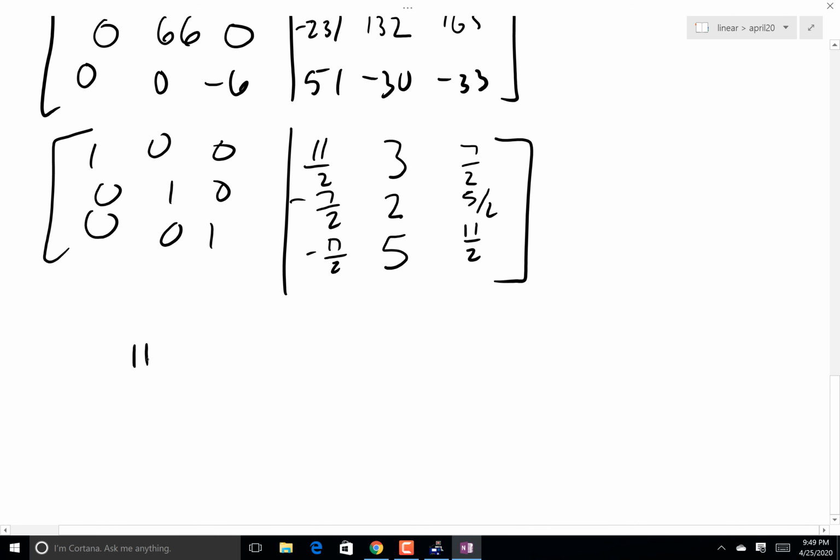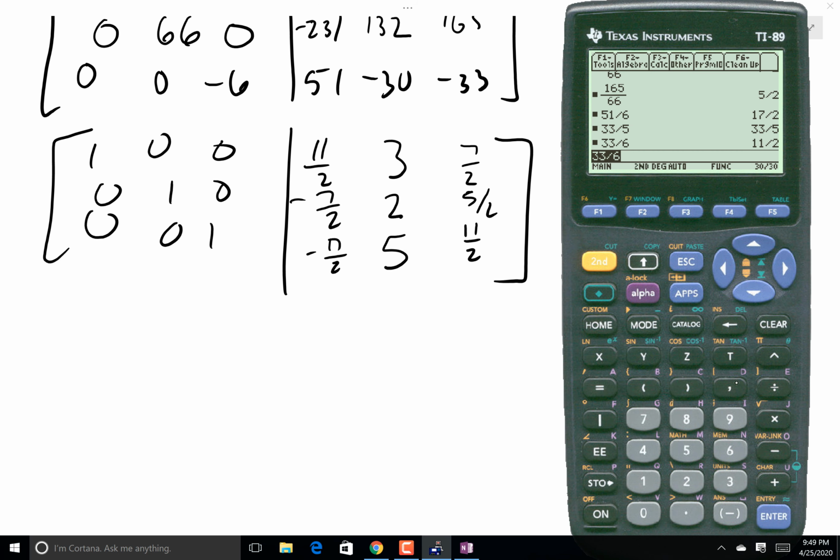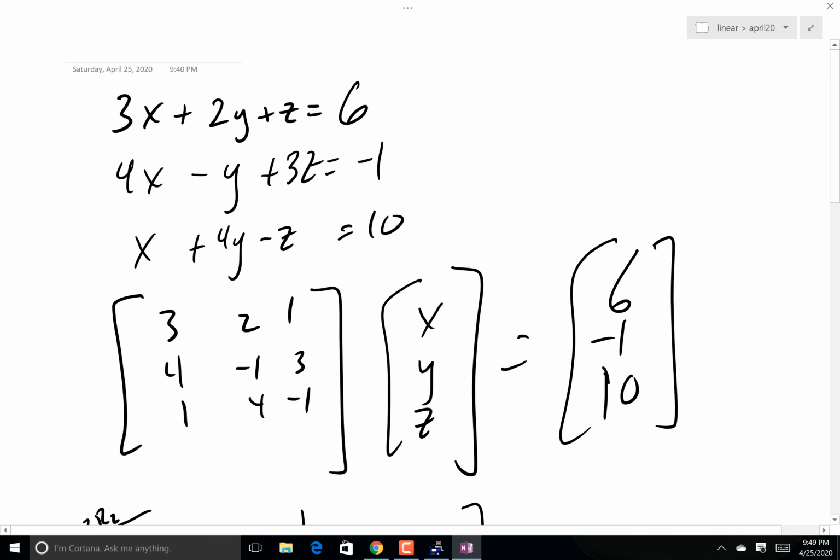So I'm just going to write that down. Actually, I'm going to input that in my calculator. I'm not going to try to factor anything out. I'm just going to go 11 halves, comma, 3, comma, 7 halves, semicolon, negative 7 halves, comma, 2, comma, 5 halves, negative 17 halves, comma, 5, comma, 11 halves, times, and then remember times my original function, which was right there.